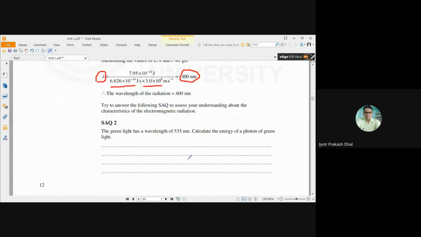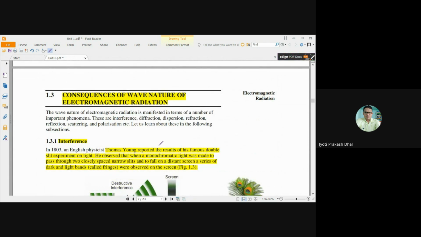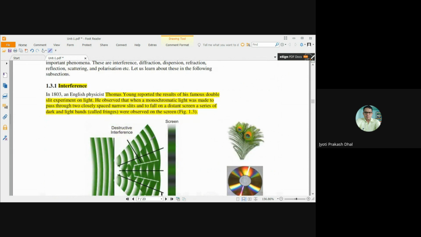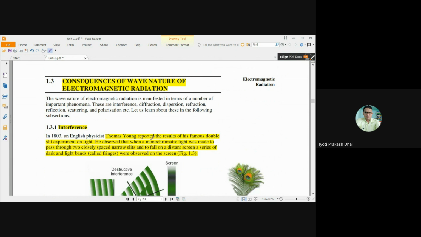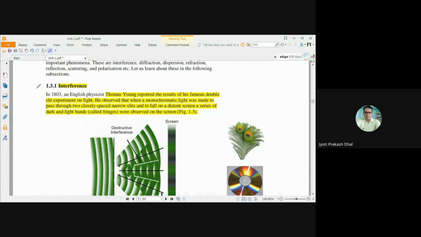Now coming to the consequences of the wave nature of electromagnetic radiation. Consequences means that electromagnetic radiation has wave nature. Due to this wave nature, what are the consequences? The first one is interference.